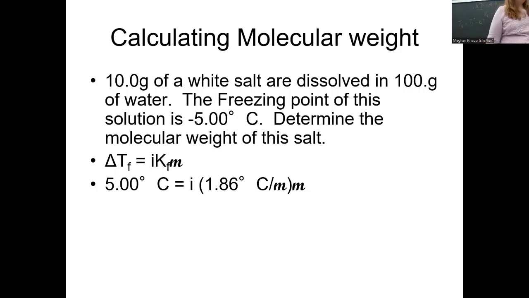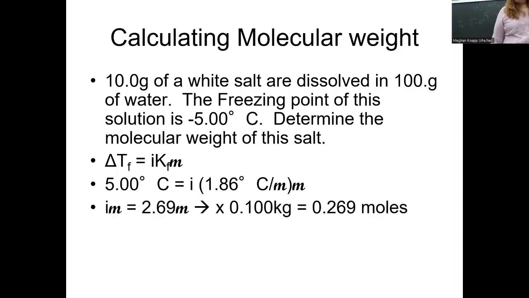So we just plug in the numbers that we know. 5 degrees Celsius is our change. We don't know what i is because it's an unknown salt. We do know 1.86. We don't know the concentration just yet, so there are 2 unknowns at this point. When we calculate this, we determine the molality of the particles is 2.69. So however many particles are in there, that's the molality of the particles.